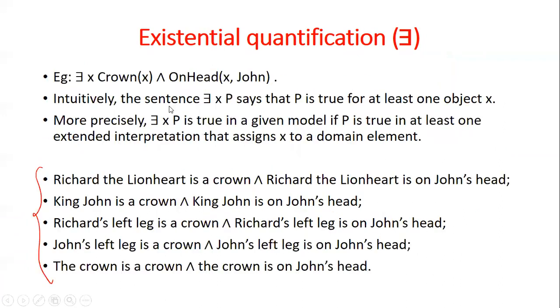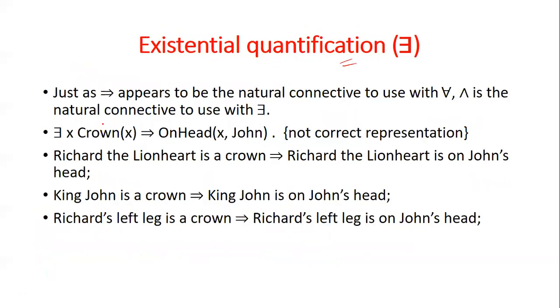Previous example that we have discussed here: there exists x such that x is a crown and x is on the head of John. So this is the correct way to use it, right? With existential quantification, we have to use AND, not implication. If you use implication, then what will happen? That's what we are going to see. There exists x such that x is a crown, which implies x is on the head of John, right? This is actually not a correct representation.